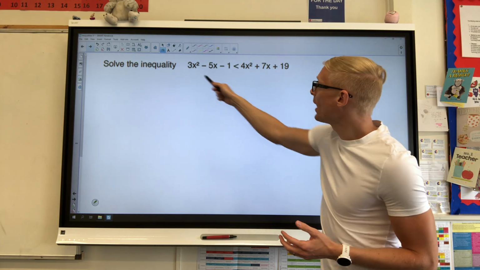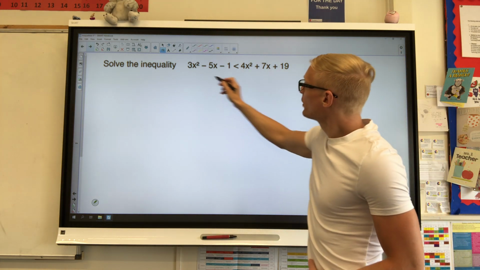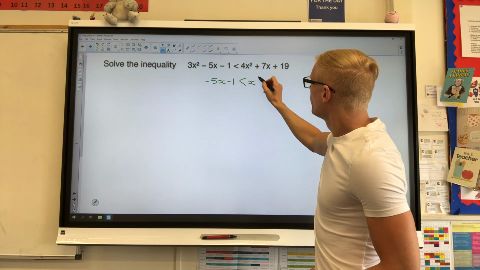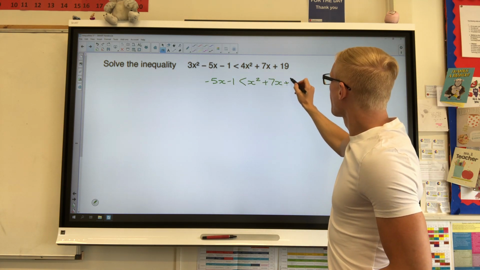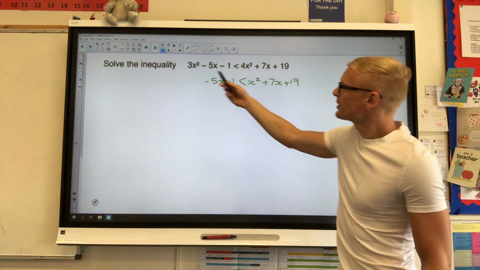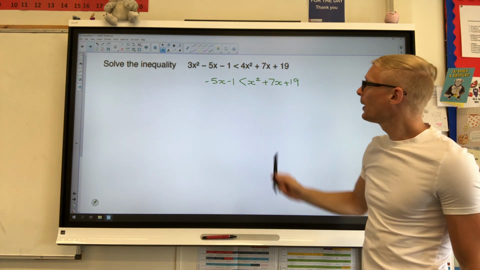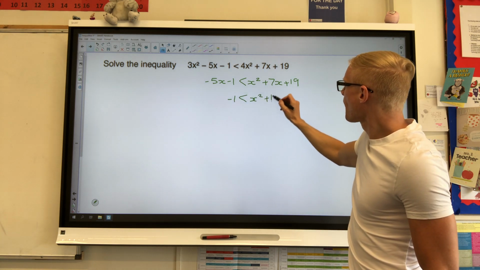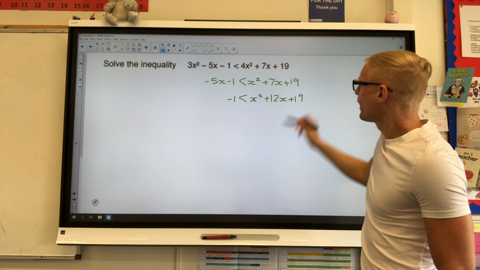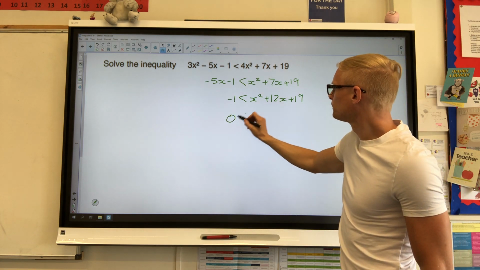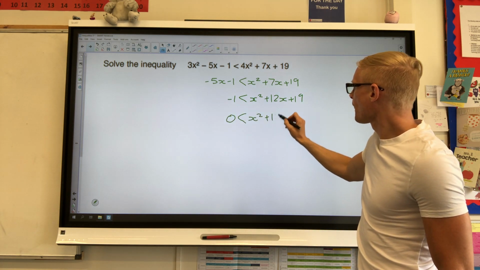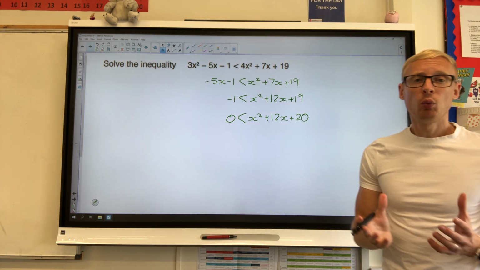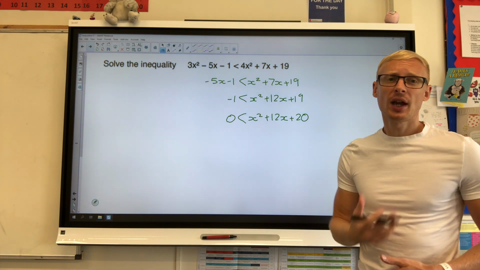I'm going to move everything onto the right-hand side here. So I take away 3x squared, which gives me that. So 4x squared take away 3x squared gives me just 1x squared there. I add the 5x. And I add the 1. Now from there we can work on what we normally do in terms of factorising and solving, sketching.